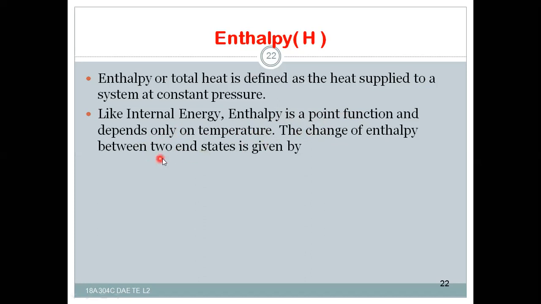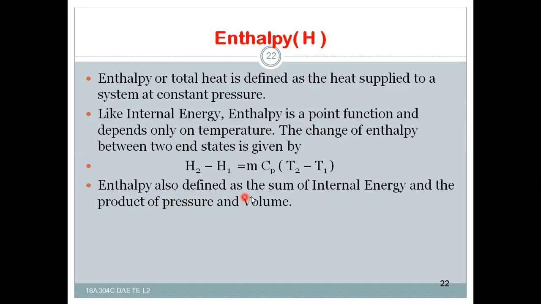The change of enthalpy between two end states is given by H2 minus H1 is equal to mCp (T2 minus T1). Enthalpy is also defined as the sum of internal energy and the product of pressure and volume. So for enthalpy, we can have two definitions. Heat supplied to a system at constant pressure is nothing but the enthalpy or total heat, or it is the sum of internal energy and the product of pressure and volume.